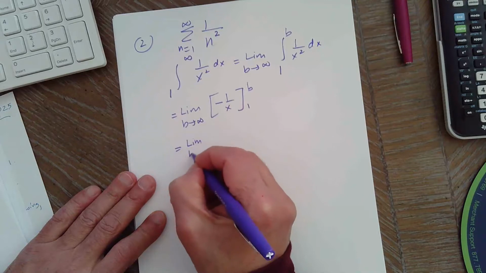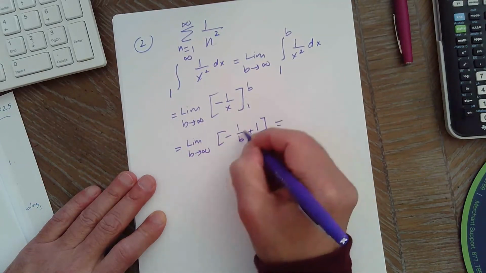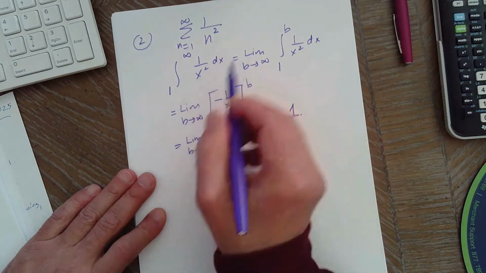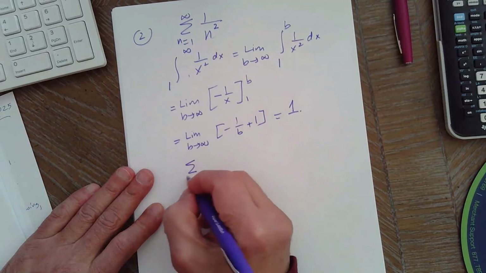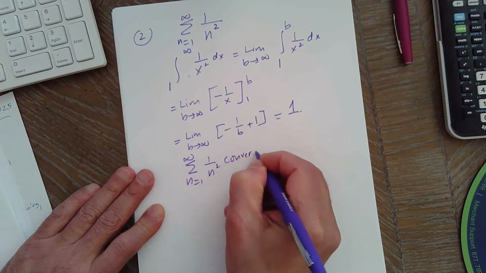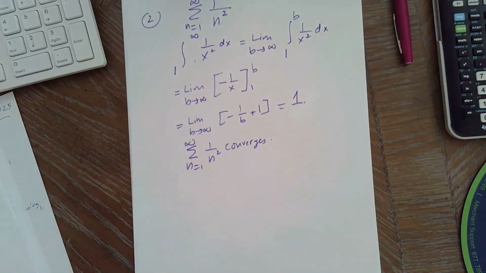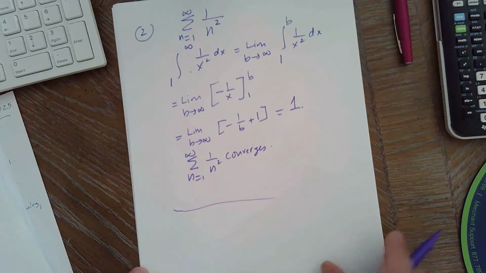So the limit as b goes to infinity of negative 1 over b plus 1 is 0 plus 1, which is 1. So the integral equals 1, or converges to 1. So for the series, we just say that the series converges. Does it converge to 1? We don't know. We just say converges, okay? It may or may not converge to 1. We cannot make that conclusion.